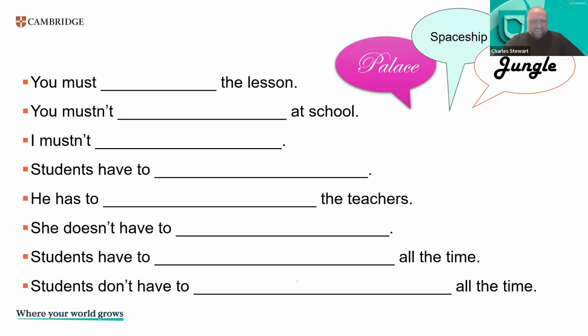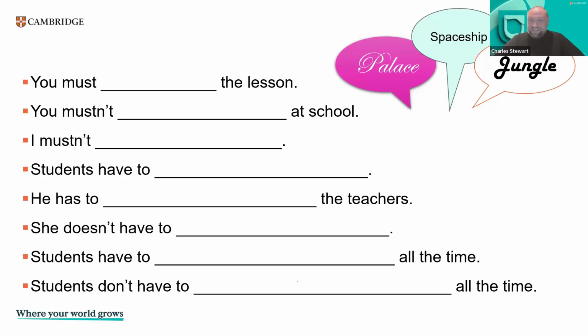Okay, what about the second sentence? You mustn't blank at school. You mustn't run at school. Good. Definitely don't want any accidents in the corridor. You mustn't smoke at school. Absolutely. Until they're 18. You mustn't argue at school. That's a good one. Sleep.